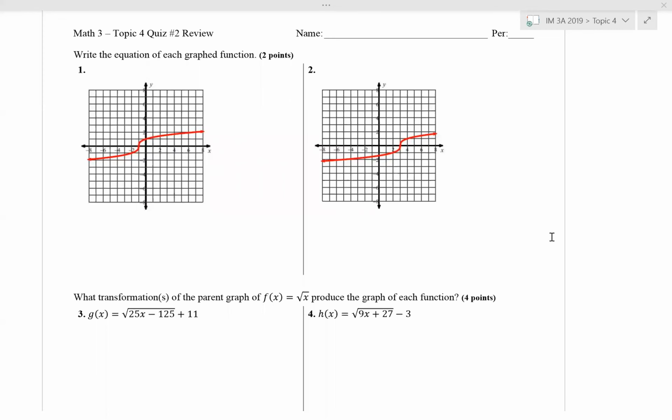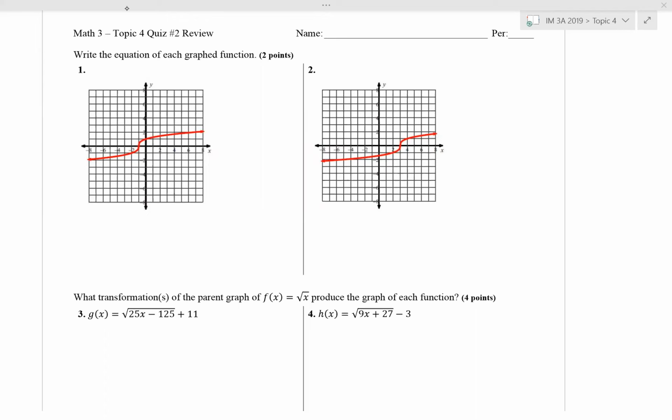In this video, I'm going to go over the Math 3 Topic 4 Quiz 2 review. I'm going to do all of the evens for this one. For the first problem, we are asked to write the equation of the graphed function. This is going to be our 2 points on the quiz.